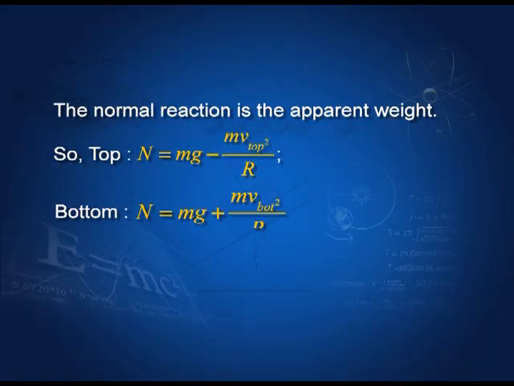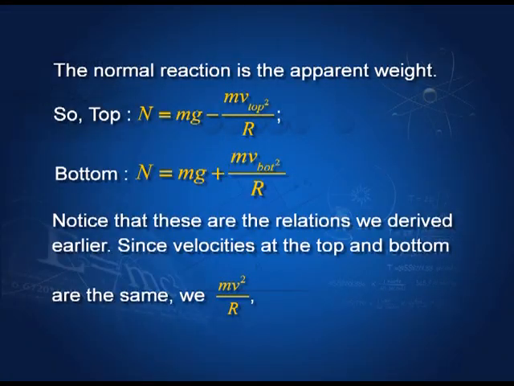You see what is weight? If I put something on it, then the weight is given by the normal reaction of the surface. So, the normal reaction is the apparent weight of the object. At the top, N is equal to mg minus m v top square by r, and the bottom N is mg plus m v squared by r.